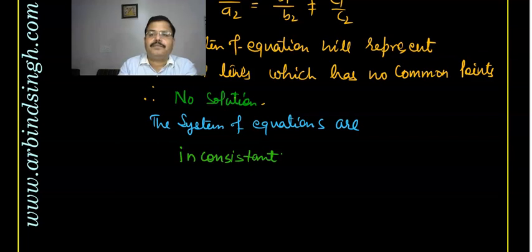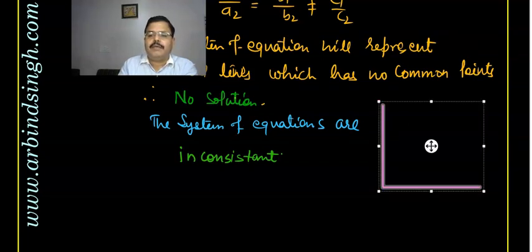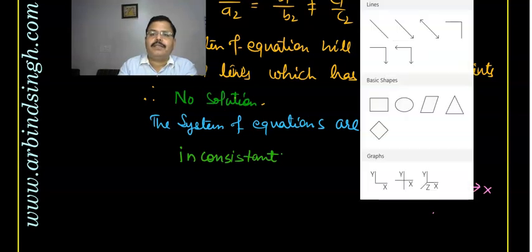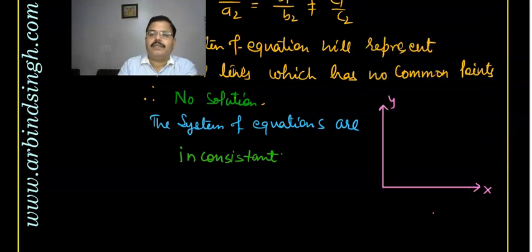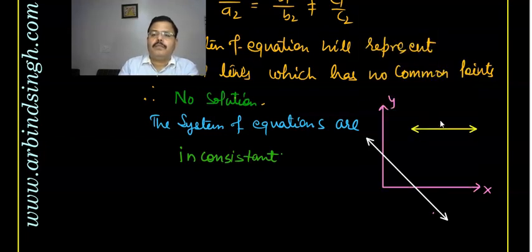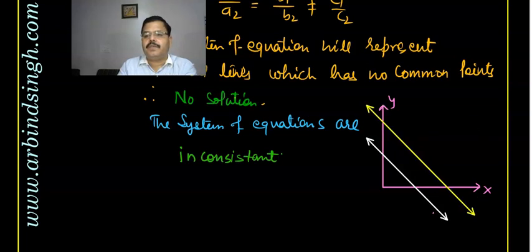So I can have the graph of these two as, say, parallel lines. One line and the other line are parallel. This is Y and this is say X. There are two lines, one is like this and another line is like this. So these two lines are parallel lines. Right? So there are no common points, and in that case there is no solution.